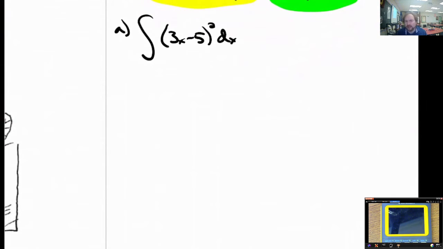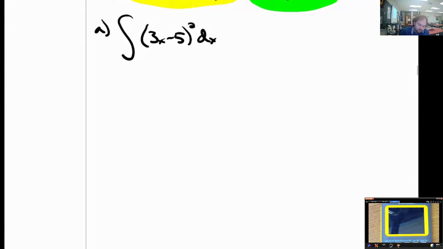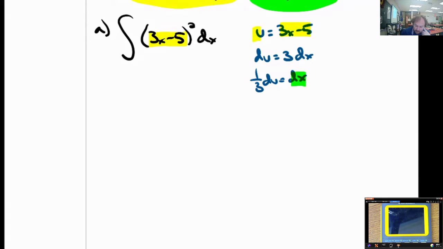U substitution is a way to kind of get around the chain rule. If you really want to get heavily into U substitution, what you might do is write something down like, okay, let's call u 3x minus 5. And now I know that du is just 3 dx. So I know that 1/3 du is equal to dx. And so I can replace the 3x minus 5 with the letter u, and I can replace dx with 1/3 du.